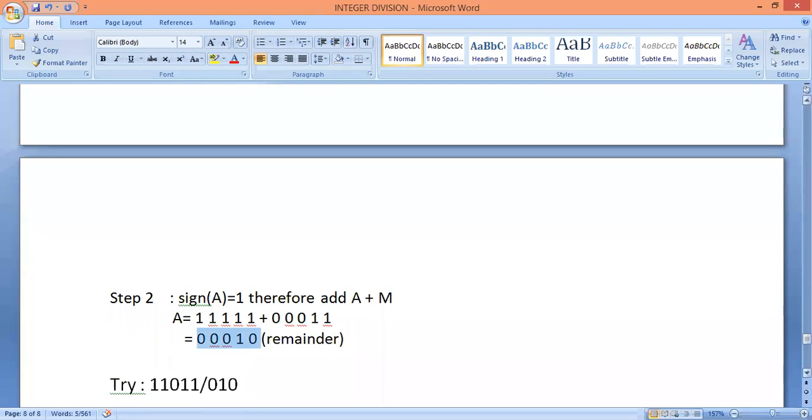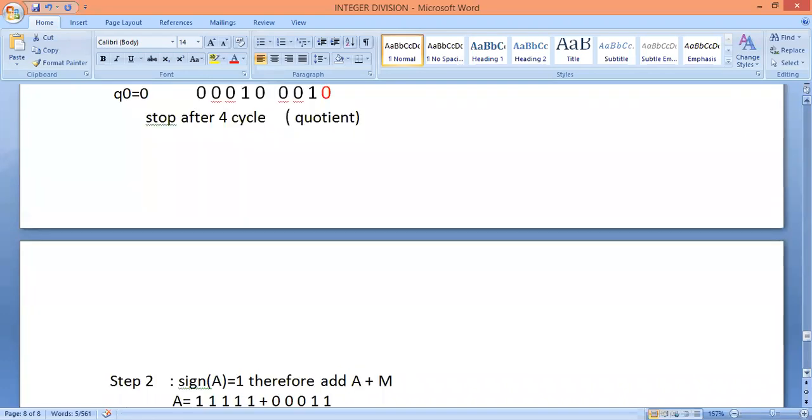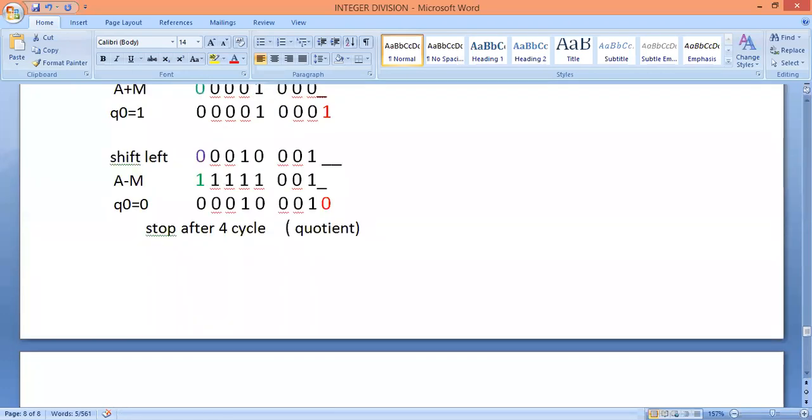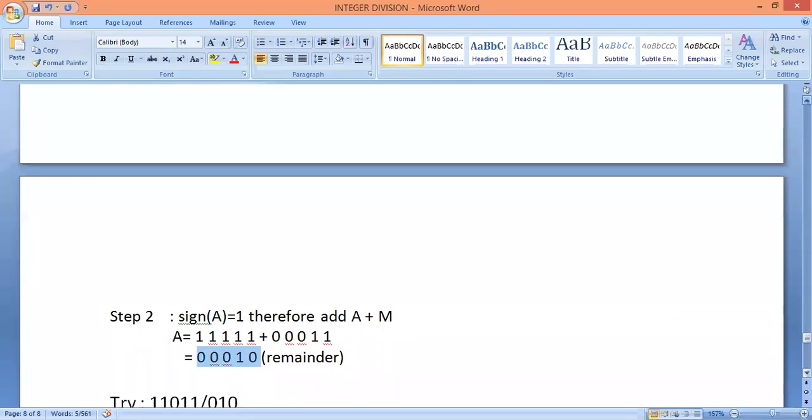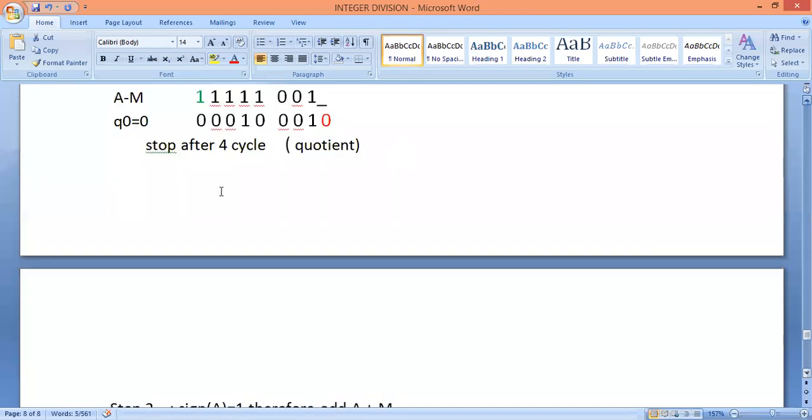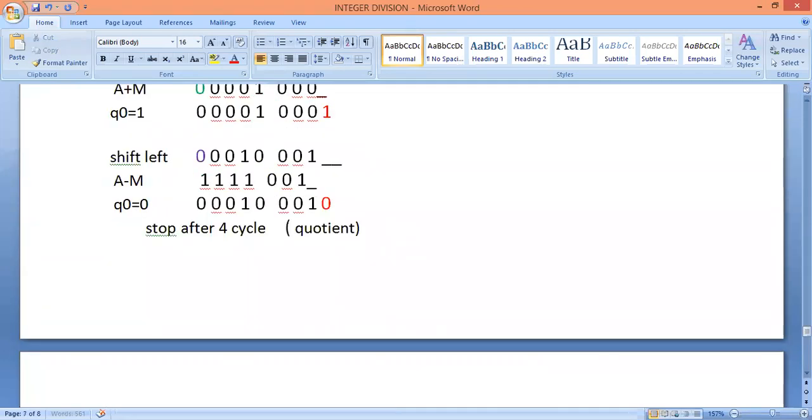In non-restoring division, we have 2 steps. Step 1 will be repeated n times, and step 2 is the final step, done only 1 time to get the remainder. If the sign bit is 0, do nothing. If this would have been 0, you have to do nothing, and you will directly get the answer over here. But if it is 1, then you have to follow step 2. Okay, is it clear? So now this is your restoring and non-restoring division.